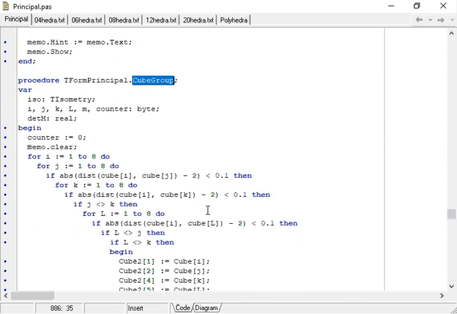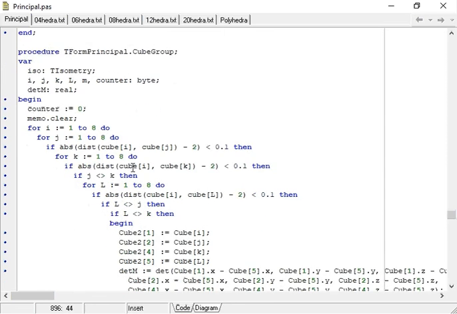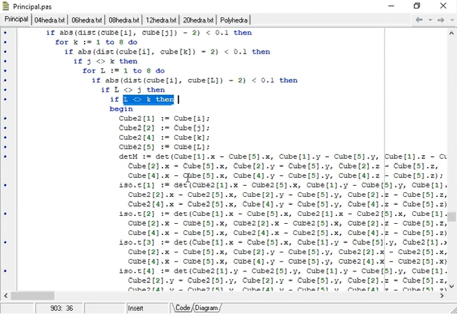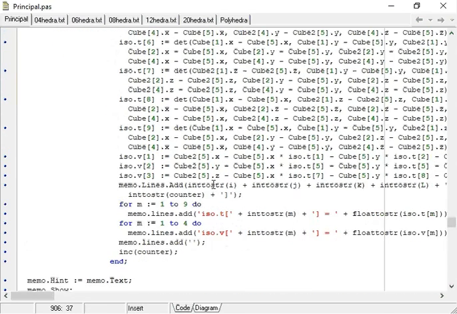Cube group, the same thing. 8 points. We don't want the distance from the first cube to the second cube to be equal to 2 with an error. We don't want the distance from I to K to be equal to 2. We don't want J equals to K. We don't want the distance from I to L equals to 2. We don't want L equals to J. We don't want L equals to K. And the cube 1, 2, 4, 5 is the same reasoning.